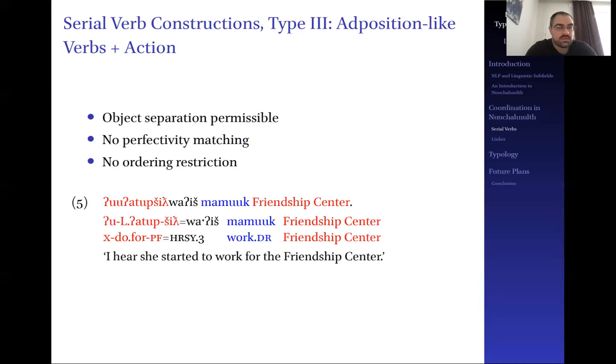So here is a typical sentence: do for work friendship center, and it is doing for the friendship center. So this sentence means, I hear she started to work for the friendship center. And again, we have this sort of typical object separation of these constructions.